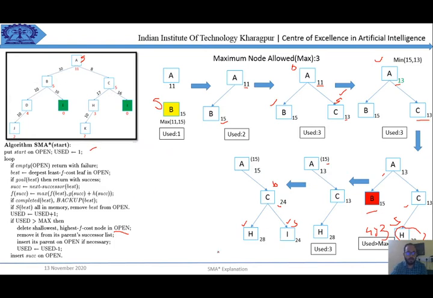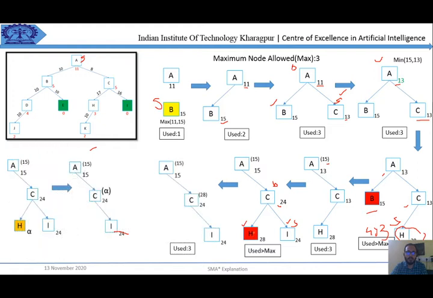Now the U will be incremented to 4, and 4 is again greater than or equal to 3. So among A, C, and H, the highest one will be eliminated, and the highest is actually H. So this node will be eliminated. And in some materials that I have found, they have replaced this 28 with infinity, because they have said it is not possible to get a goal node even if they go after H, because I have taken a memory limit of 3, so at max it goes to 3 nodes. So if H is not the goal node, after that it is not possible to get a goal node. So in many places they have replaced it with infinity.